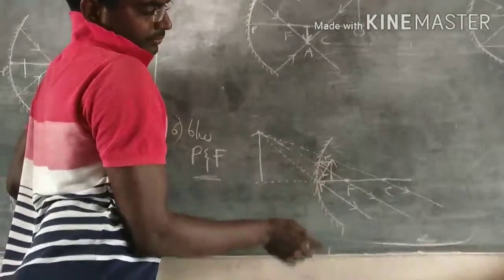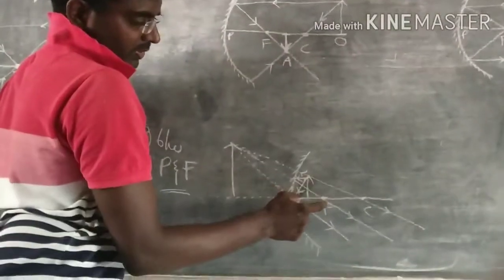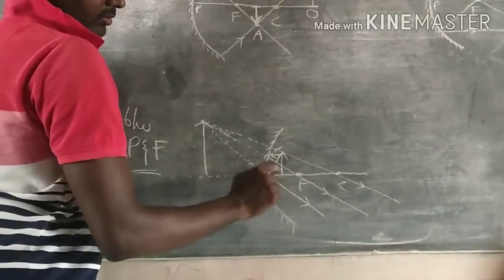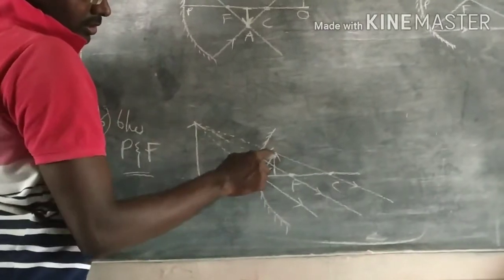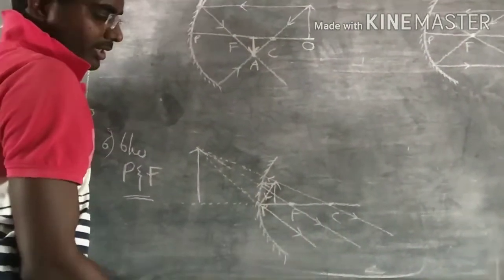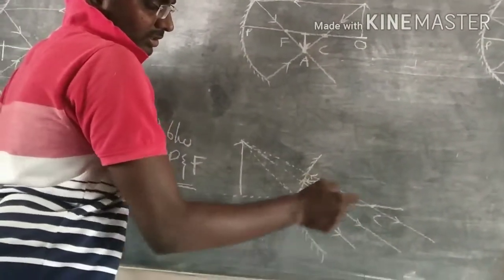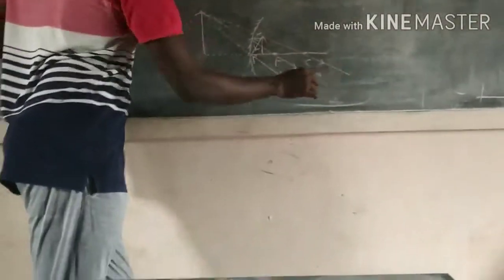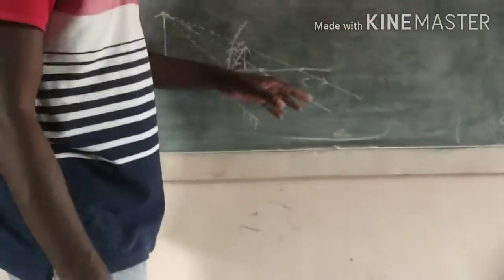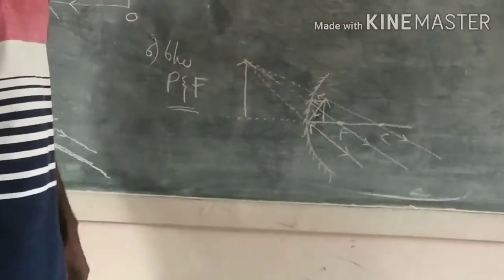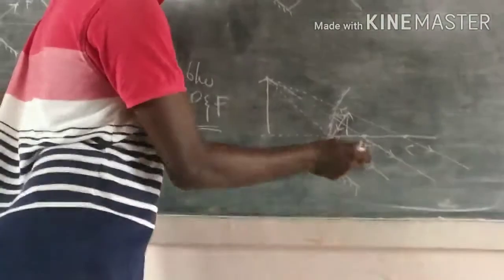One ray is passing through the center of curvature. The other is passing parallel to the principal axis and reflected through the focal point. The other ray is making some angle at the pole and is reflected at the same angle. You can observe these three rays will not meet anywhere. They will pass through like this only. They will not meet at any point. So we cannot get an image in this case.